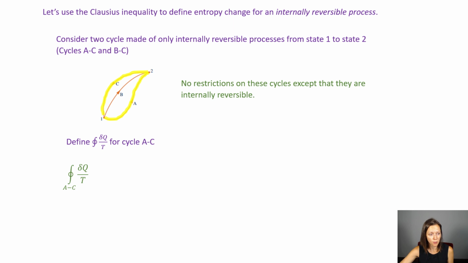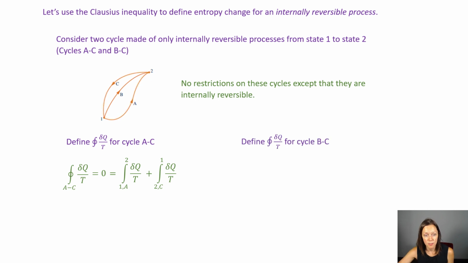So my cyclic integral, since it's an internally reversible process, is equal to 0, but I could also divide it up and calculate that cyclic integral. So I've got the integral of this differential amount of heat transfer divided by T, the temperature, from 1 to 2 along path A, and the same thing along path C from 2 to 1.